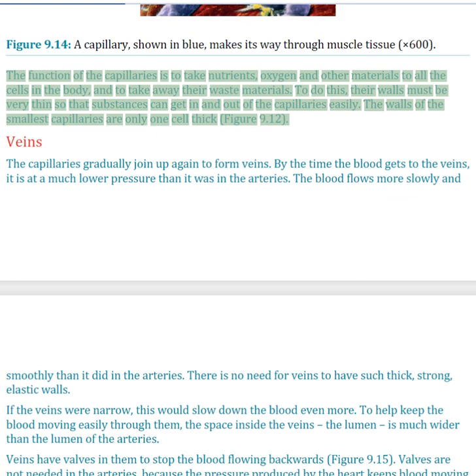The function of the capillaries is to take nutrients, oxygen and other materials to all the cells in the body, and to take away their waste materials. To do this, their walls must be very thin so that substances can get in and out of the capillaries easily. The walls of the smallest capillaries are only 1 cell thick.